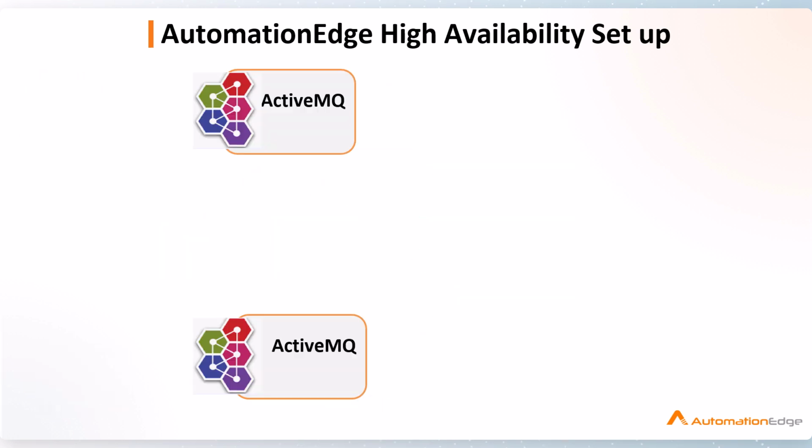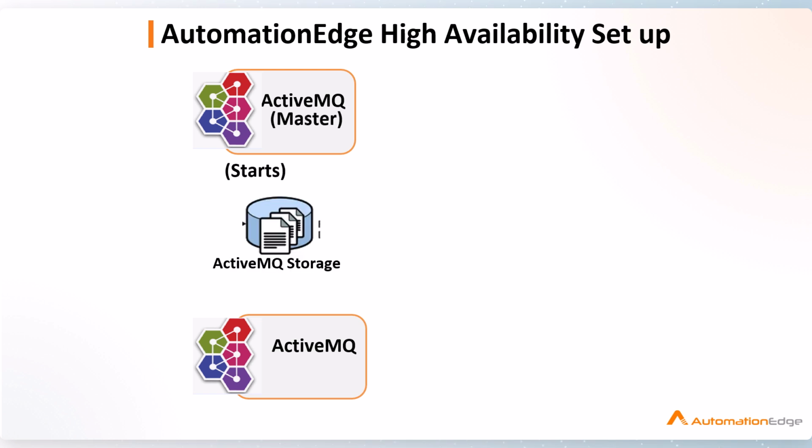Now, let's look at ActiveMQ. ActiveMQ is the messaging layer inside Automation Edge. It makes sure requests and responses get delivered reliably between the engine and other components. To provide high availability, two ActiveMQ instances share a common storage location.